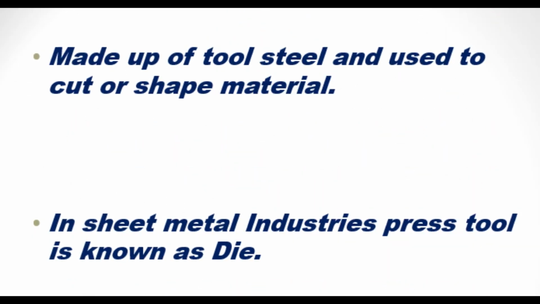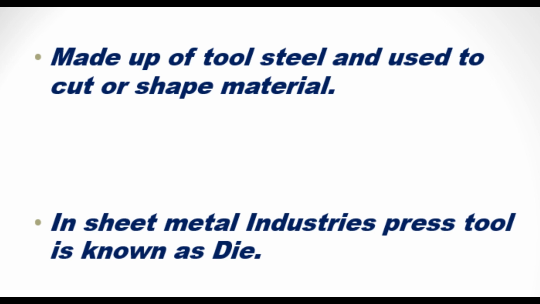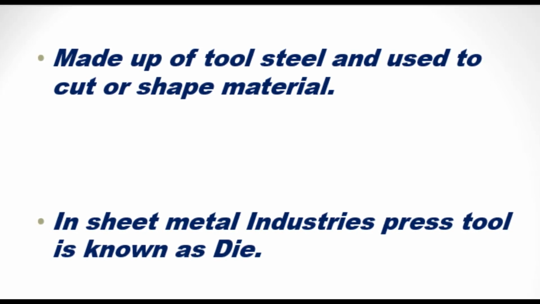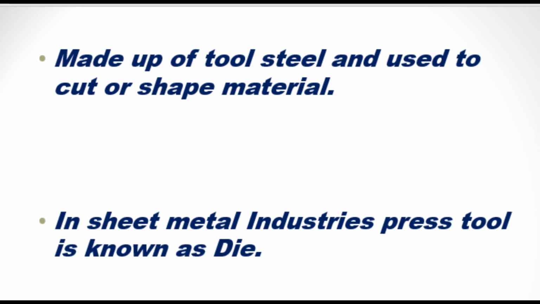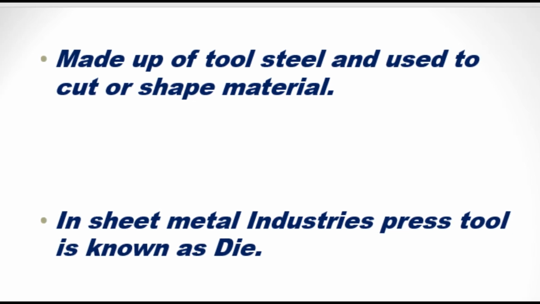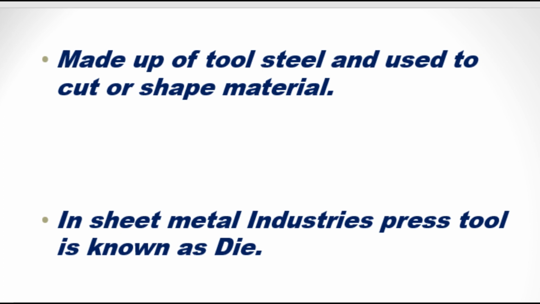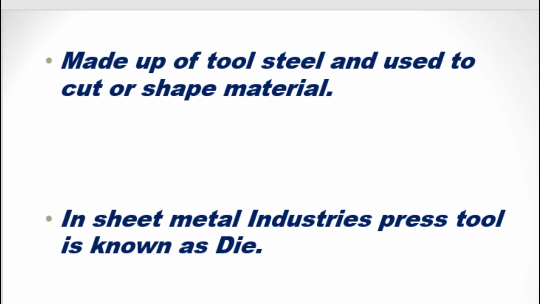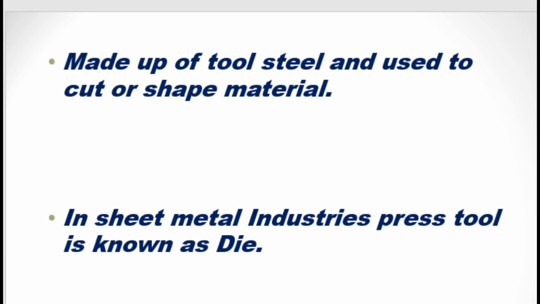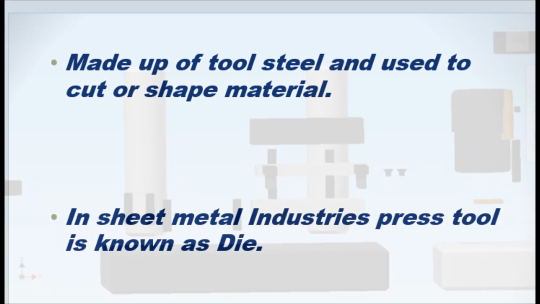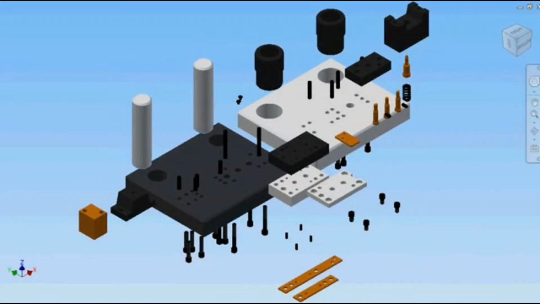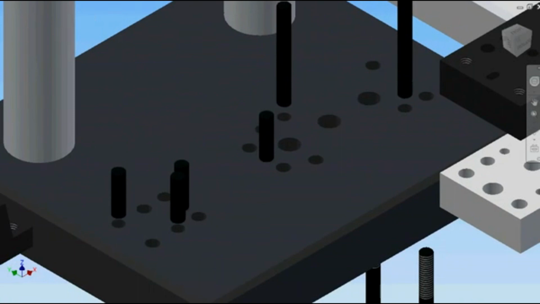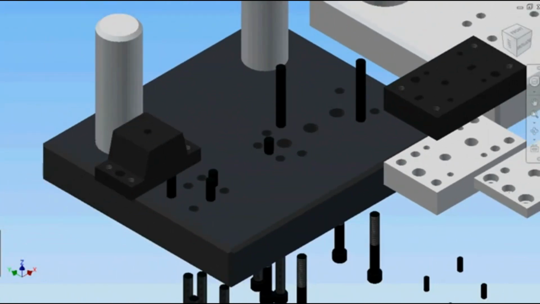A die is made up of tool steel and is used to cut or shape material. Now, tool steel. What is tool steel? Different types of alloy steel which are suitable for hardness and resistance. So tool steel is used for dies. Here you can see how a die is assembled with different parts made up of alloy steel.